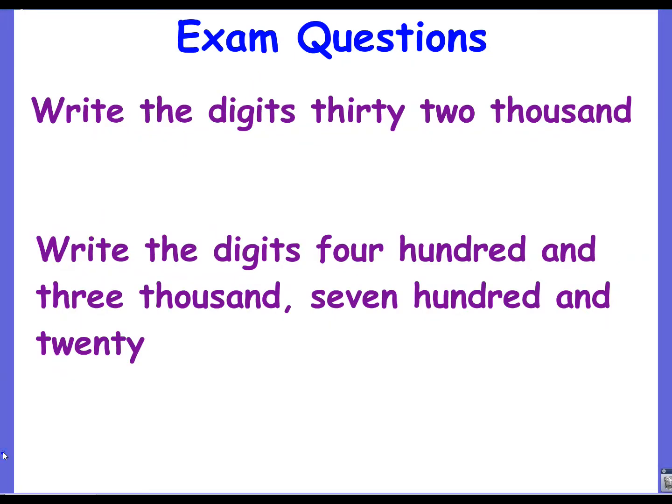Let's have a look at some exam questions based on what we've covered so far. So have a go at these two questions and come up with your answer. And then I'll give you the big reveal. So write the digits for 32,000. So the number 32,000 is 32 with 3 zeros after it, the placeholders.